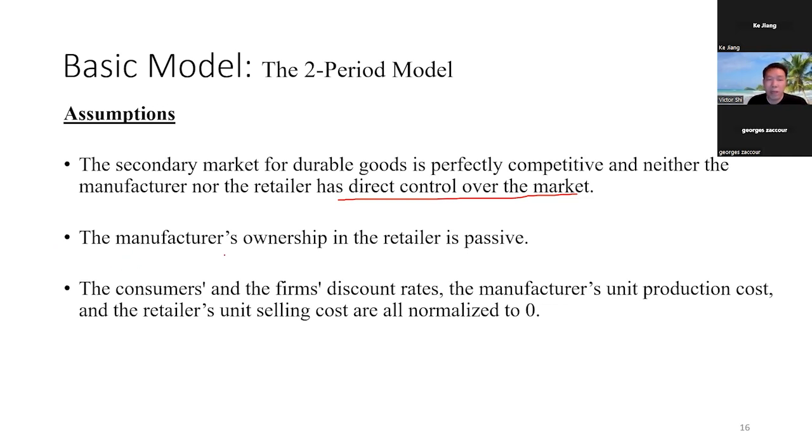We assume the manufacturer's ownership in the retailer is passive. So the ownership may be 10%, maybe 80%, but the ownership is always passive. And then we also assume the consumers' and the firms' discount rates, the manufacturer's unit production cost, and the retailer's unit selling costs are all 0. Okay, so those are for simplification.